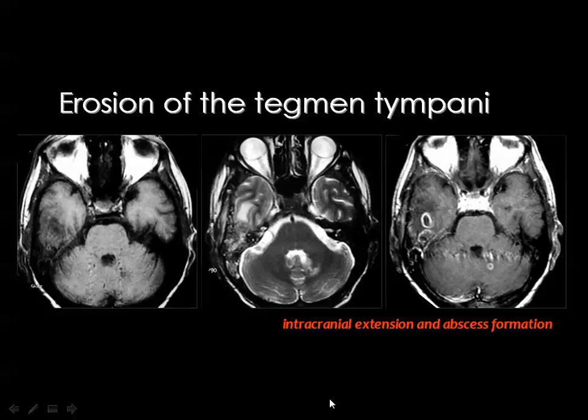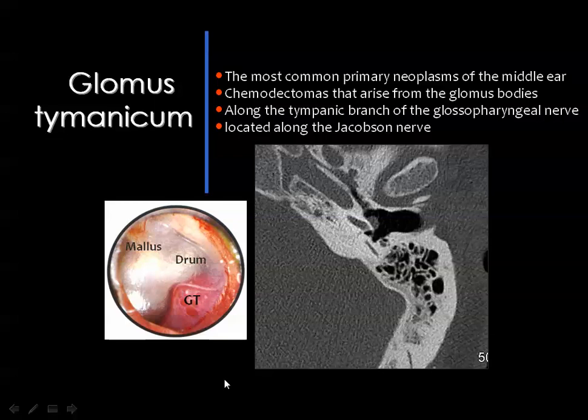And this is the same case by MRI. You see fluid density signal within the mastoid and the middle ear cavity, and you can appreciate the marginally enhancing lesion in the temporal lobe representing an abscess. Of course, you know that these are artifacts from the blood flow.